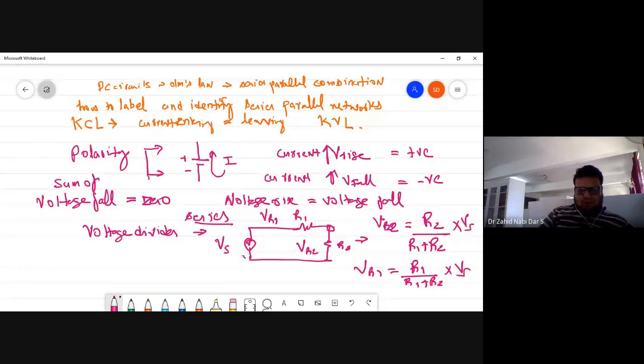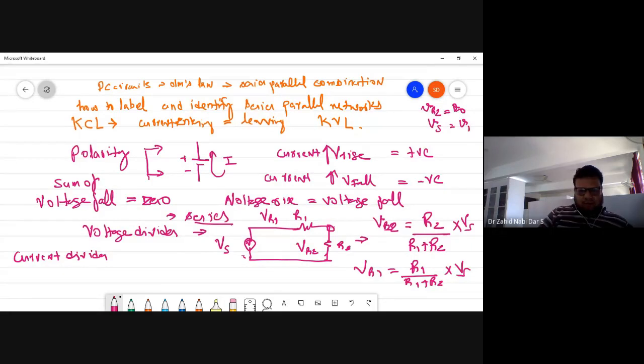So this voltage divider is applicable only in a series network. Similarly, you know about the current divider. And one more thing is you have to see the gain. So what is the output voltage here? Output voltage is VR2, so this is nothing but V output. What is the input voltage? Input voltage is the supply voltage, Vs is the V input.